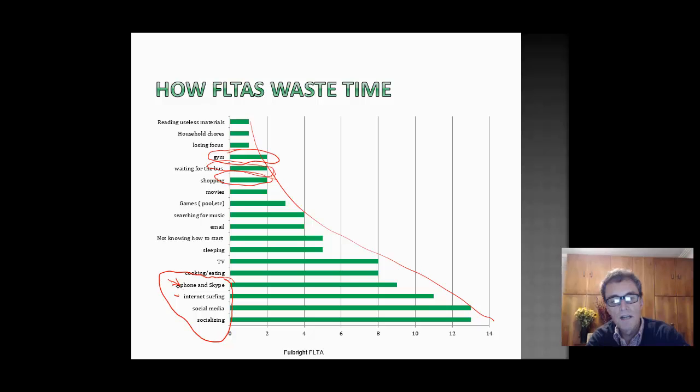But phone and Skype, this is socializing. Socializing is here, and social media is here. So you can see the power that other people have, or the effect that other people have on wasting time. In other words, your hardest challenge is to prevent yourself from having to have that social fix fulfilled while you're trying to study.